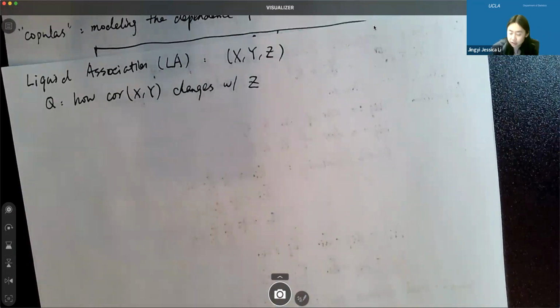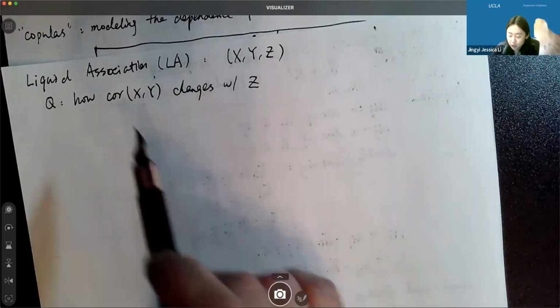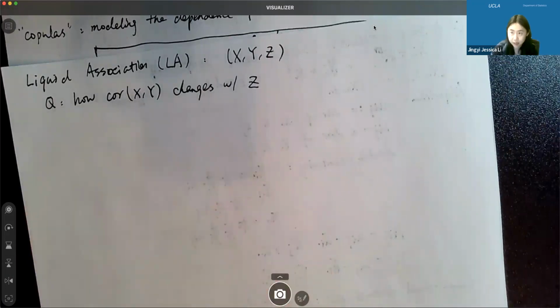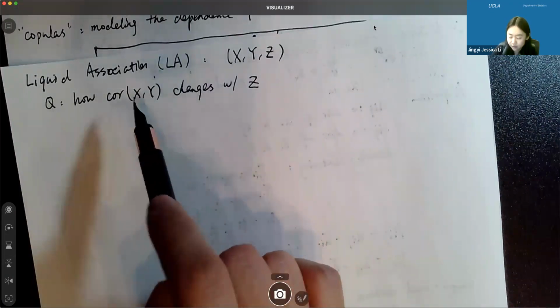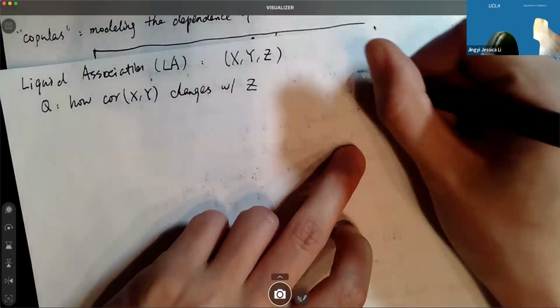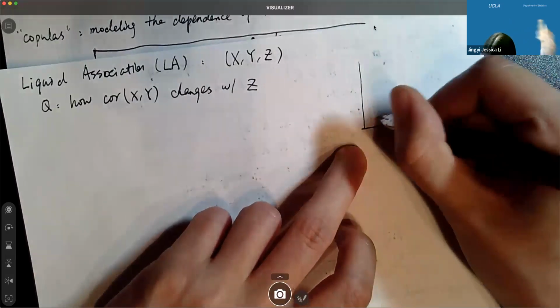So when the gene Z is highly expressed, the correlation between X and Y may be positive. But when the gene Z is low expressed, the correlation of X and Y may become negative. So that's the thing you would miss if you just calculate the correlation of X and Y by ignoring Z. That's the thing I was talking about before.